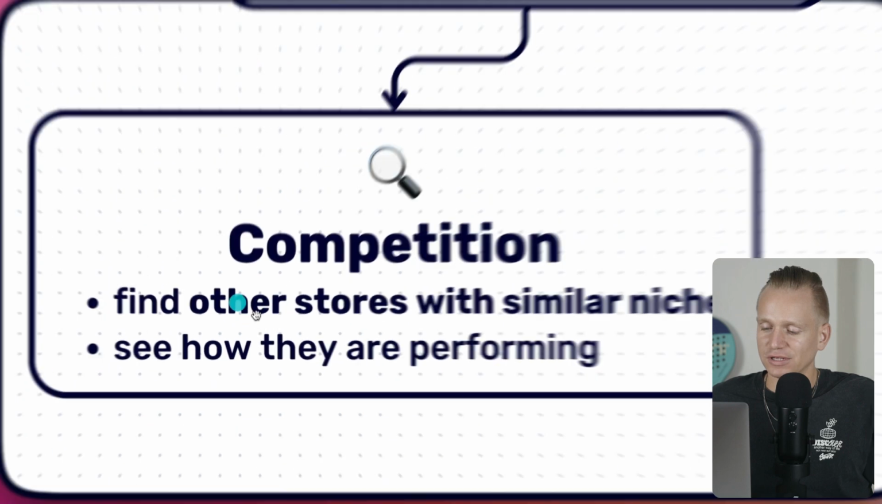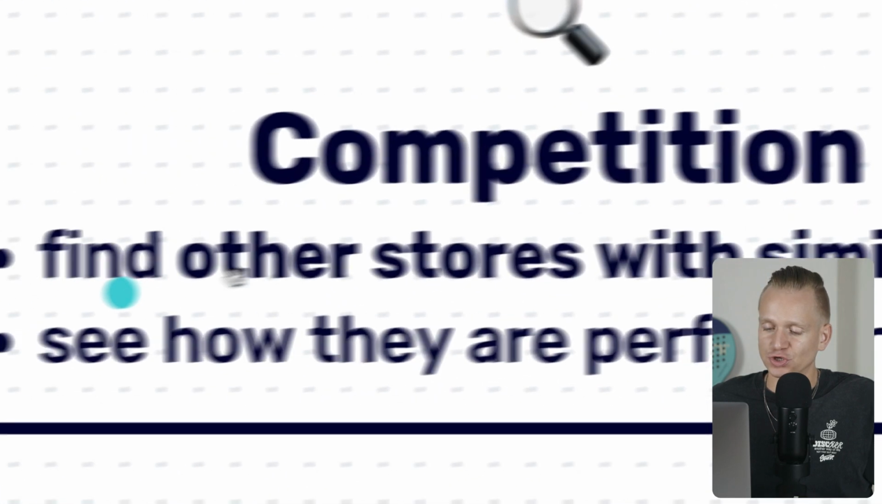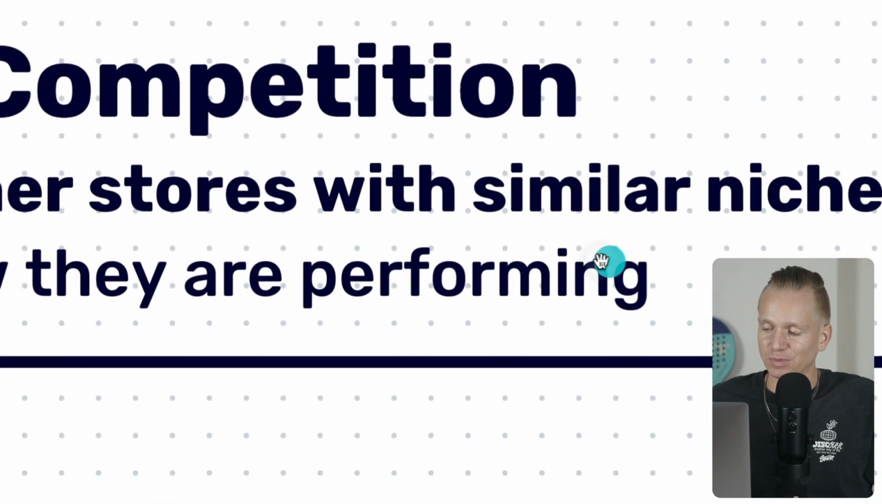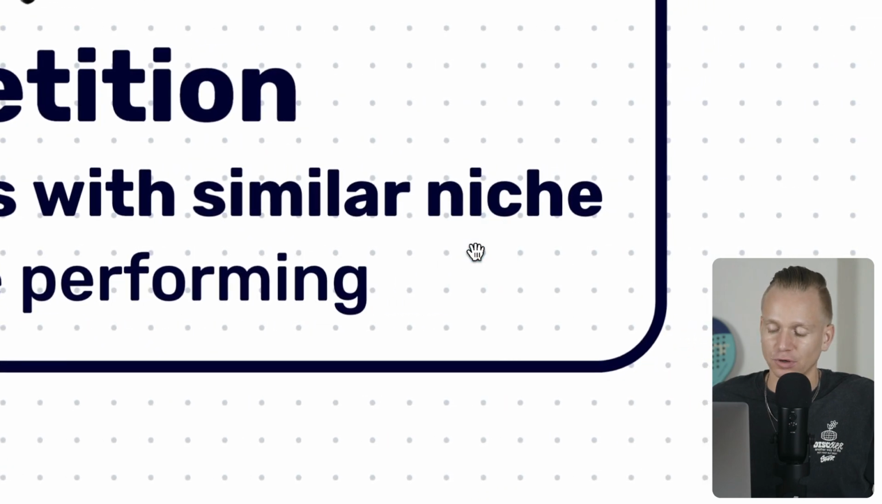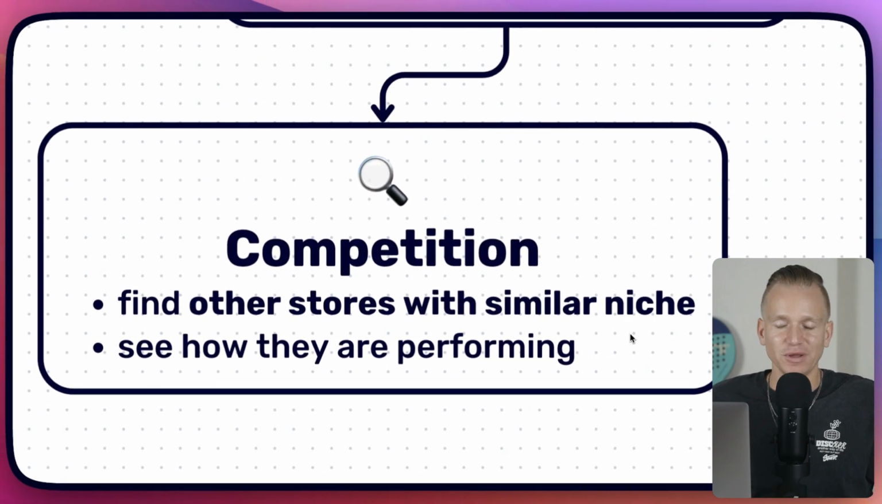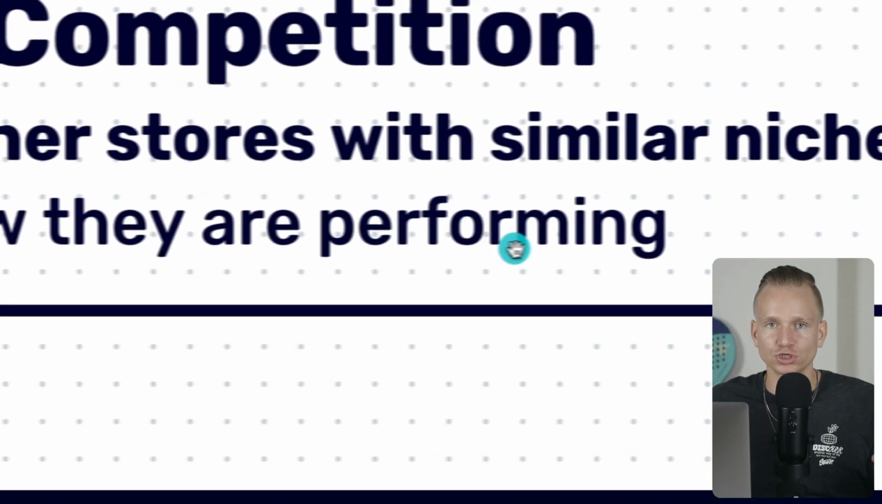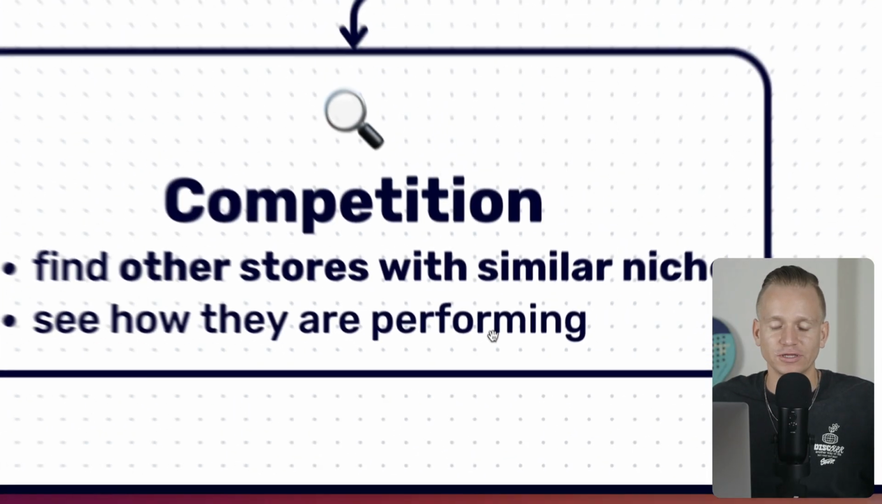And last but not least, check the competition. Find other stores with a similar niche or similar products. Depending on what they use, you can do a few different things. If they use something like Shopify, there are tools that can show you estimated sales of different products. Also, you can check their social media. How are they performing on socials? Do they have a large following, great engagement?